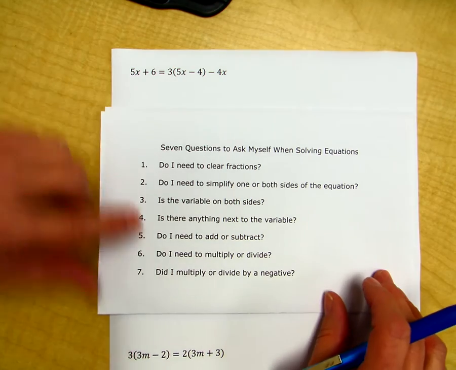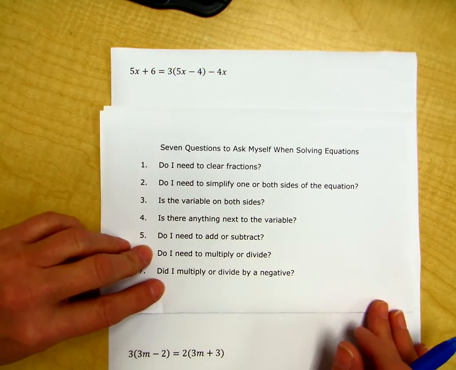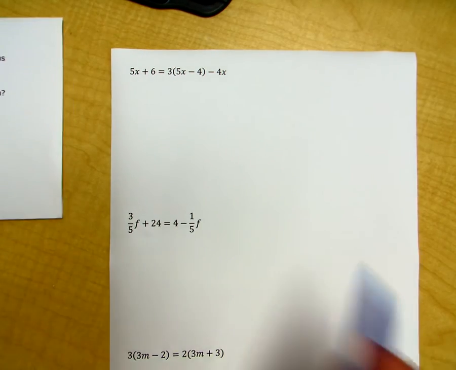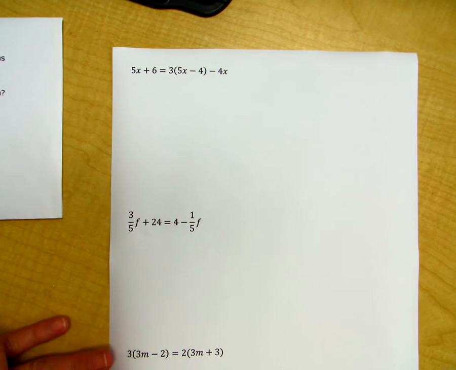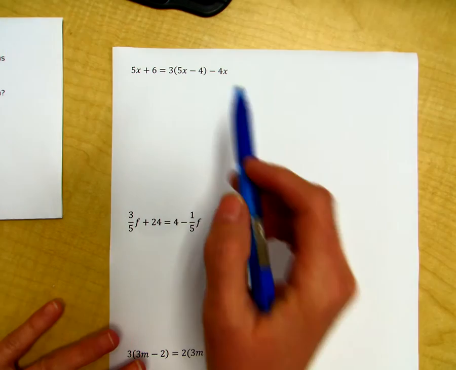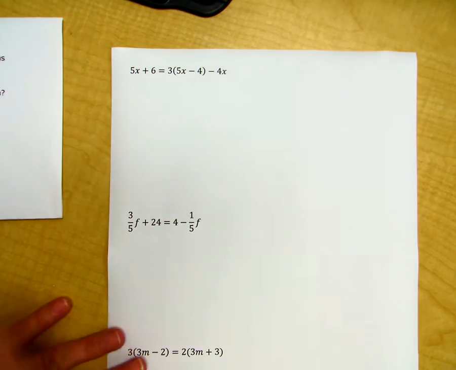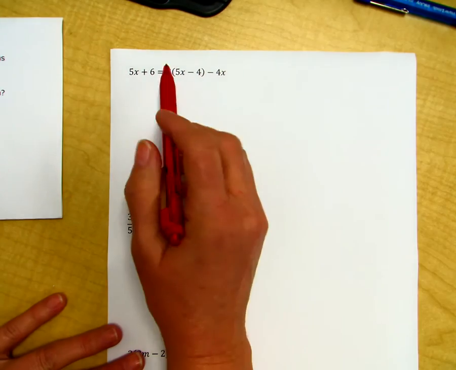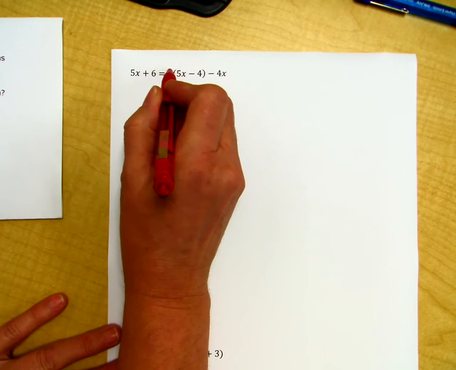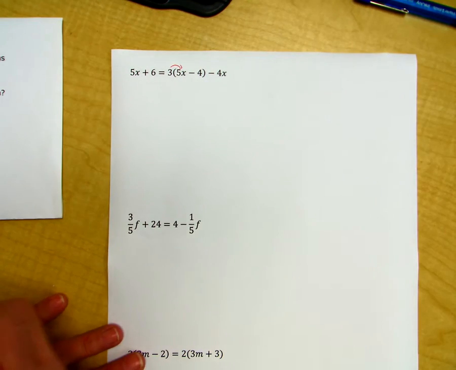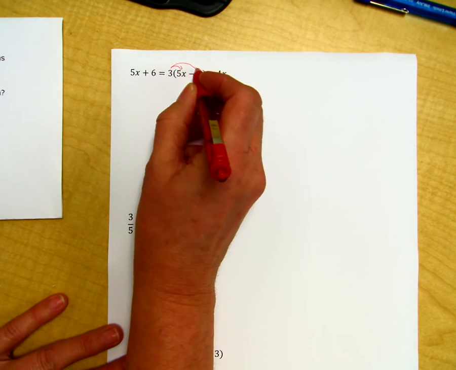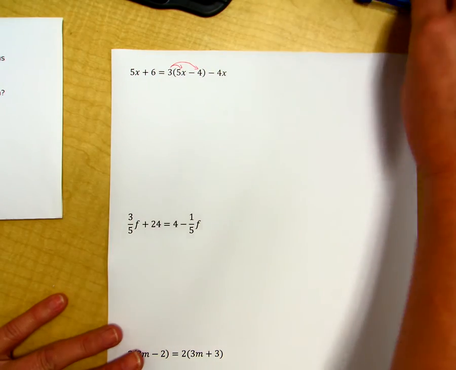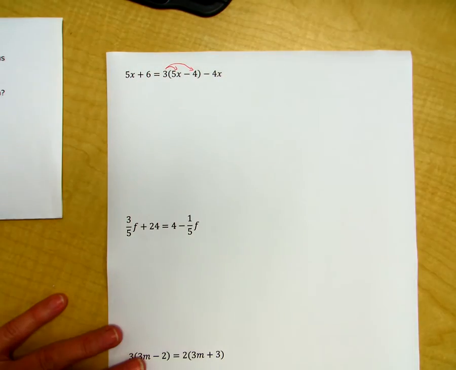Do I need to simplify one or both sides of the equation? As you can see, the left-hand side of the equation has no like terms, so it is already simplified. So we will be working on the right-hand side of the equation. We can apply the distributive property by taking this 3 and distributing it to the 5x as well as to the negative 4, and then subtracting the 4x.